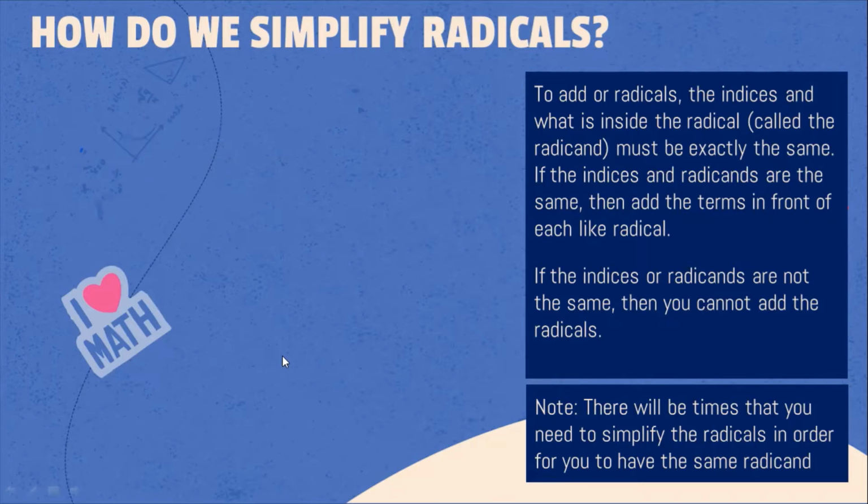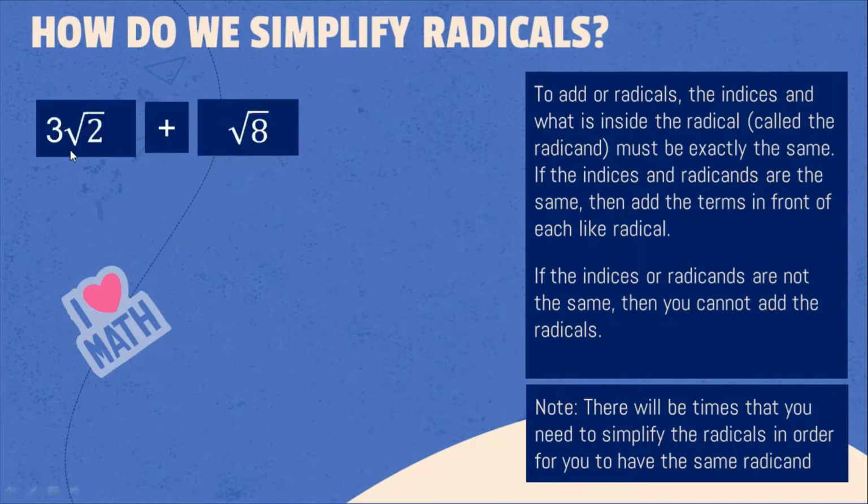Okay? Next one. 3 square root of 2 plus square root of 8. Do we have the same indices? Yes, we have. Both of them are square root. Do we have the same radicand? It is 2 and it is 8. We don't have, but wait, we have a note.